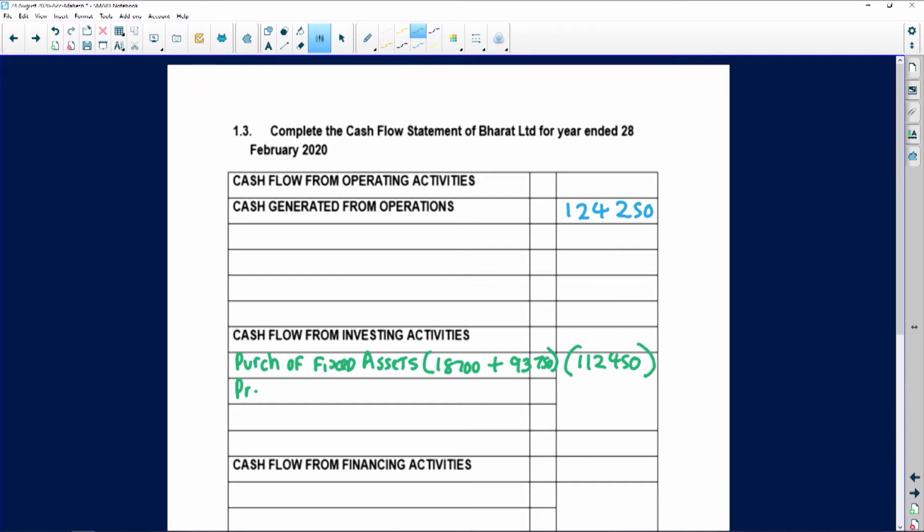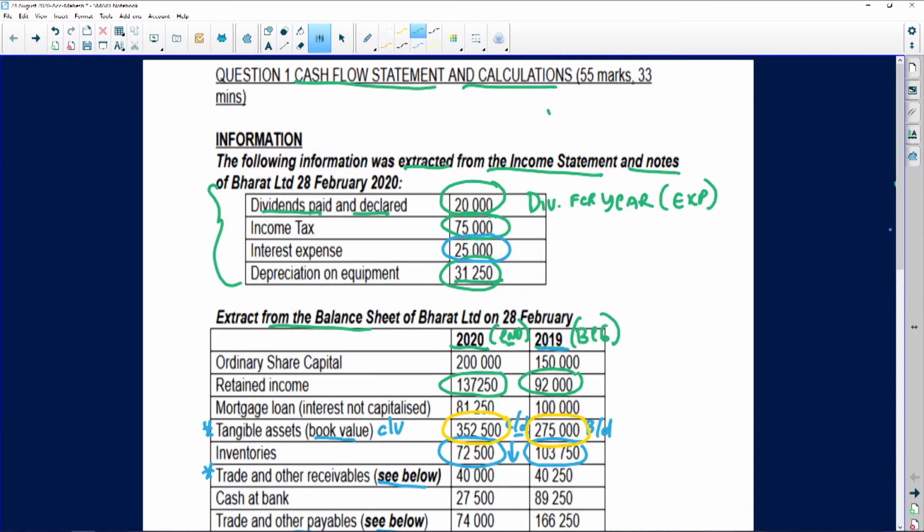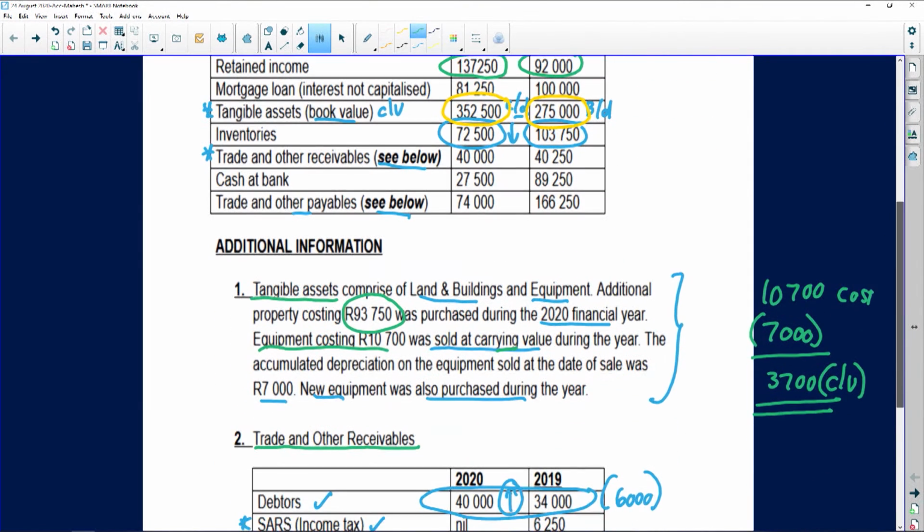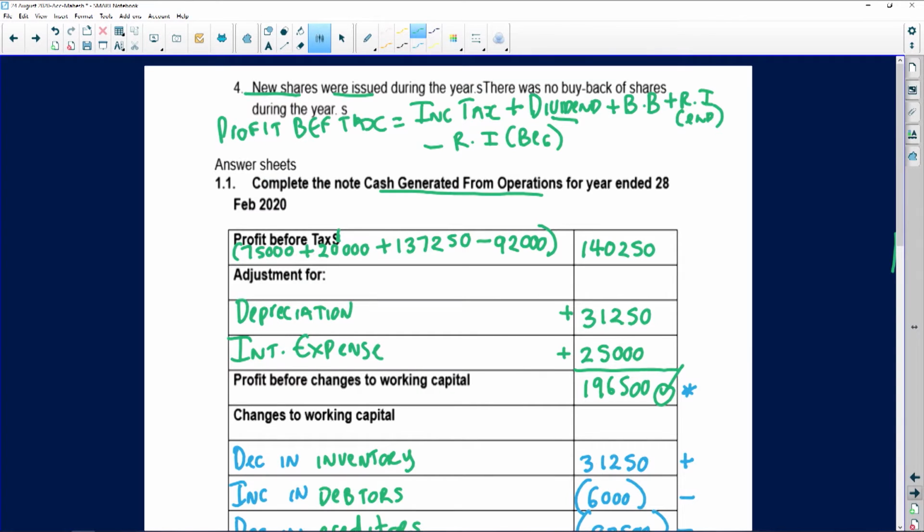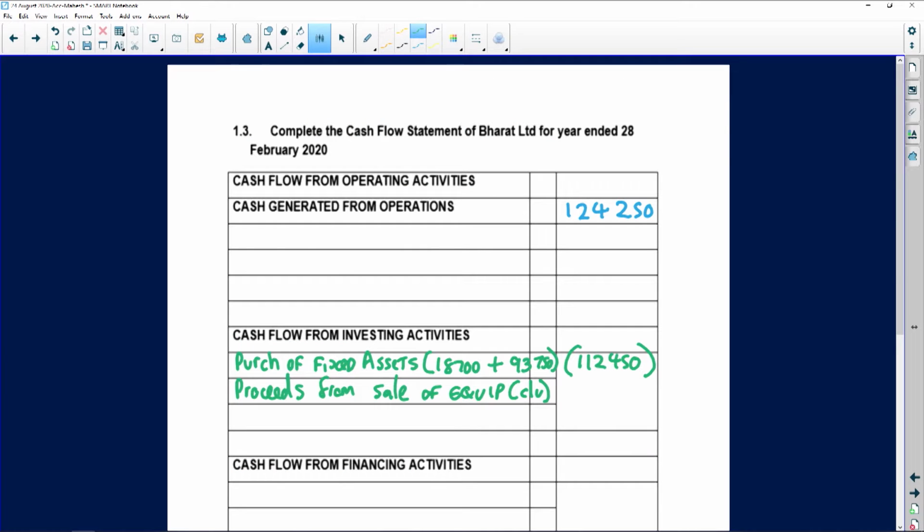So remember, proceeds from sale of equipment. Remember guys, I've just done the calculation. That's why I'm filling this in. And remember, this would be recorded at carrying value. So the equipment was sold at carrying value, and we calculated the carrying value to be an amount of 3,700. So let's fill that in. 3,700 was the amount that we received for selling the equipment. It's obviously not in brackets because this is an inflow of cash.